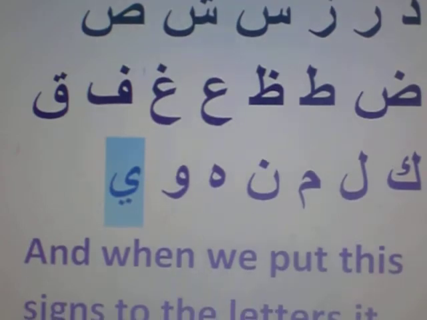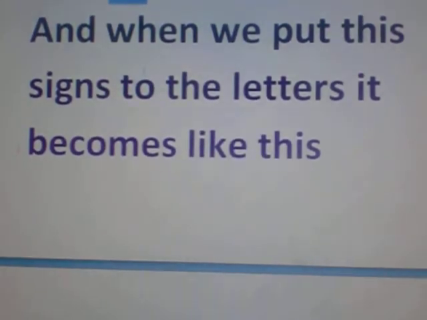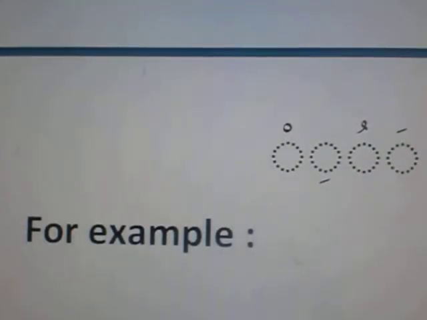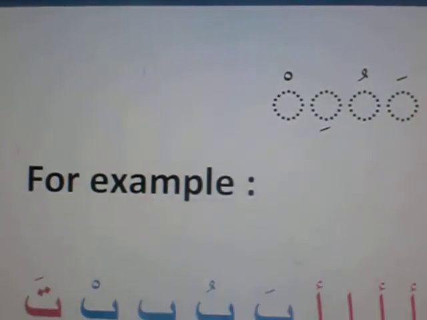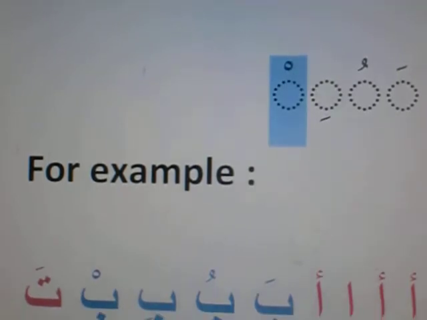And when we put these signs on the letters, it becomes like this. The signs are: the first sign is Fatha, the second sign is Dhamma, the third sign is Kasra, the fourth sign is Sukun.